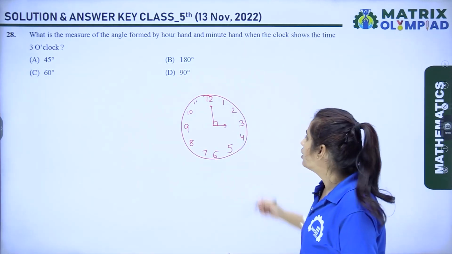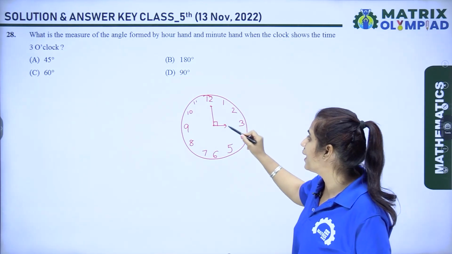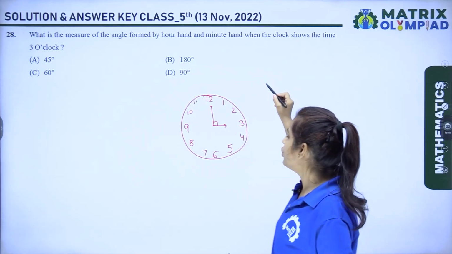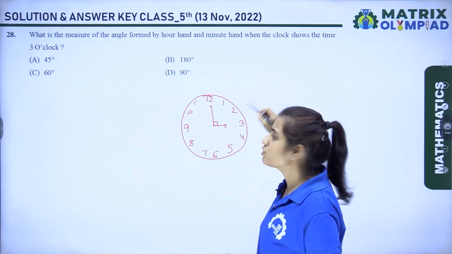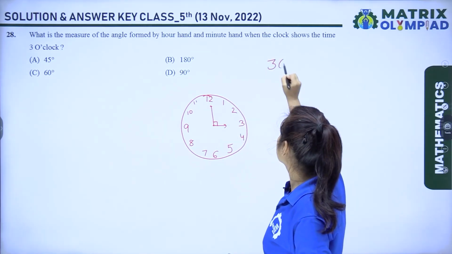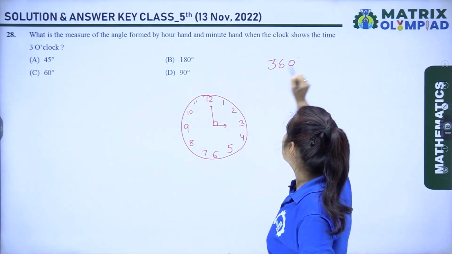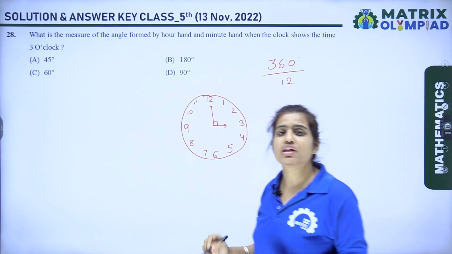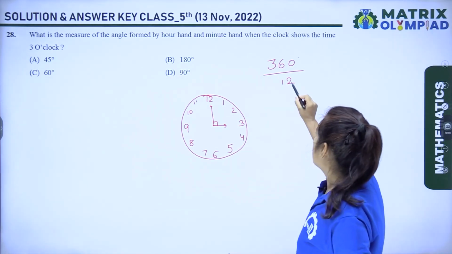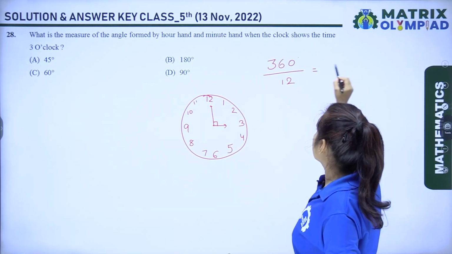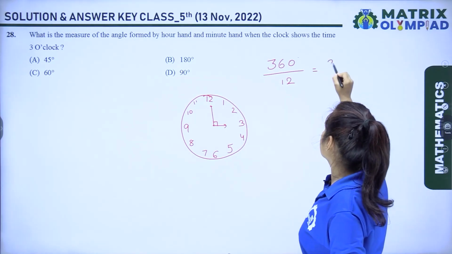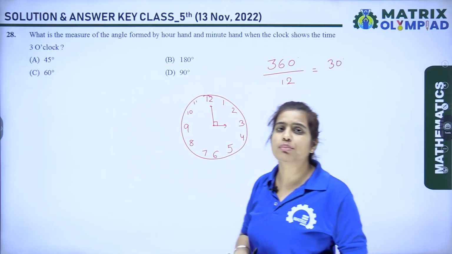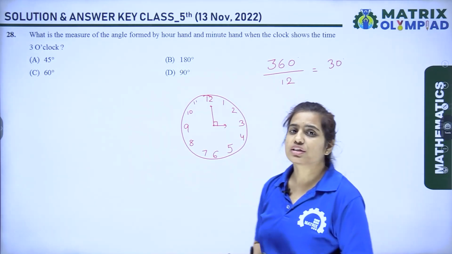So here let's find out the angle formed by this time. We know that a complete rotation is of 360 degree. So 360 degree will be divided by 12. We also know that a clock is having 12 parts. So here, after dividing 360 by 12, we get 30 degree. It means that the angular distance between two numbers in a clock is 30 degree.